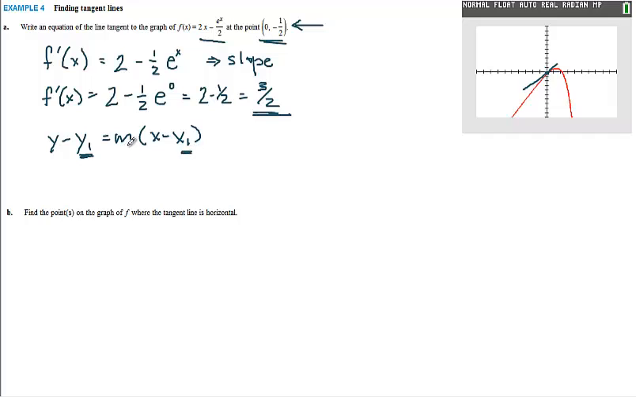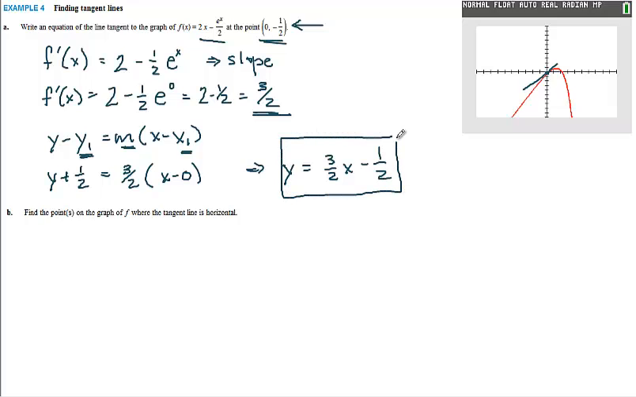Plugging in, because I have a point and I have a slope, y minus y1 is negative 1/2, so that's plus 1/2, equals m, that's 3/2, x minus 0. Cranking that around a little bit, I get y equals 3/2 x minus a half. There's the equation of my tangent line. So this right here is the equation of that blue line right there. Alright, now what do they want next?